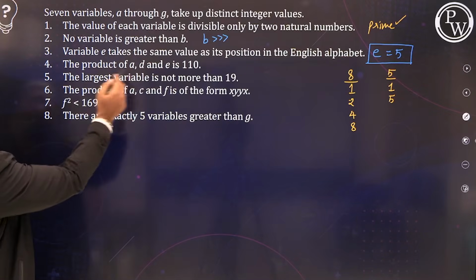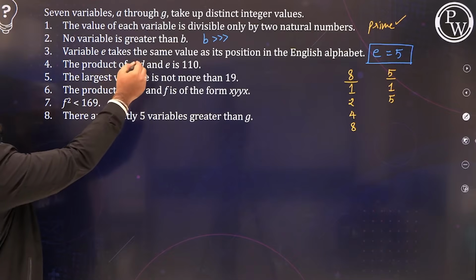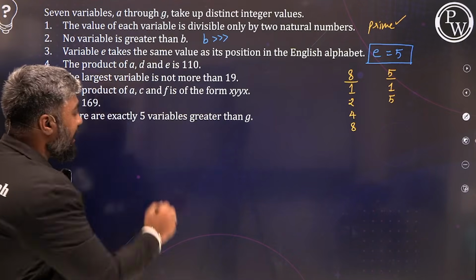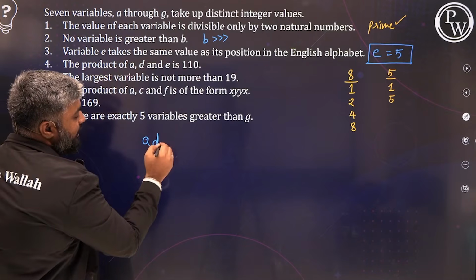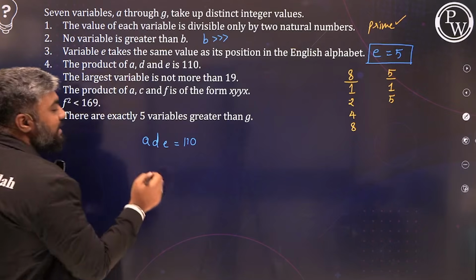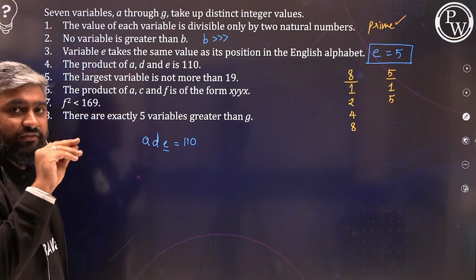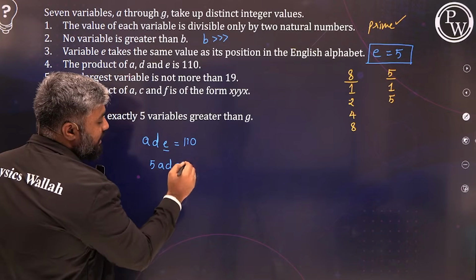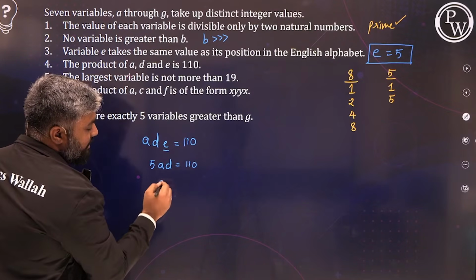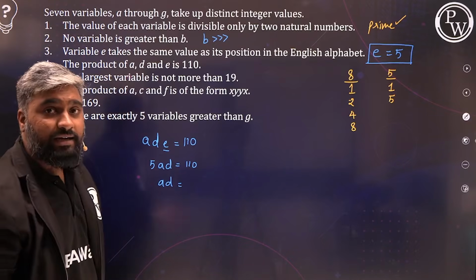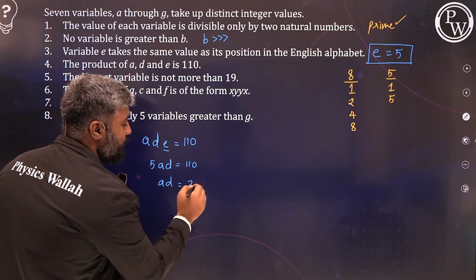So let's look at the fourth one. The product of A, D and E is 110. वाह, yes, A into D into E, इसका value क्या बोला है? 110. इसमें से I know that E का value क्या है? 5. Yes. So 5 into A into D is 110, correct? That means A into D is going to be 110 divided by 5, which is 22.